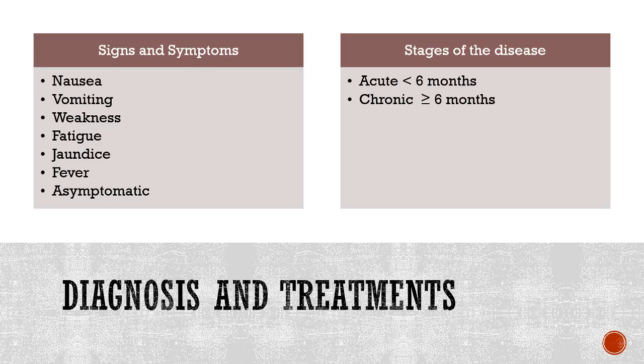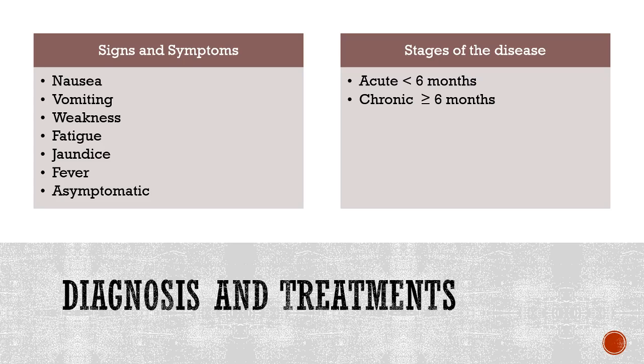So, diagnosis and treatments. Many of the signs and symptoms associated with hepatitis B are associated with the flu, so flu-like symptoms. The Mayo Clinic lists these signs and symptoms as nausea and vomiting, as seen in the case study, weakness, fatigue, and jaundice. Jaundice is a yellowing of the skin or sclera, and it occurs because the liver is responsible for controlling bilirubin levels. And since hepatocytes become damaged, the liver is unable to filter the bilirubin, causing the yellow discoloration.